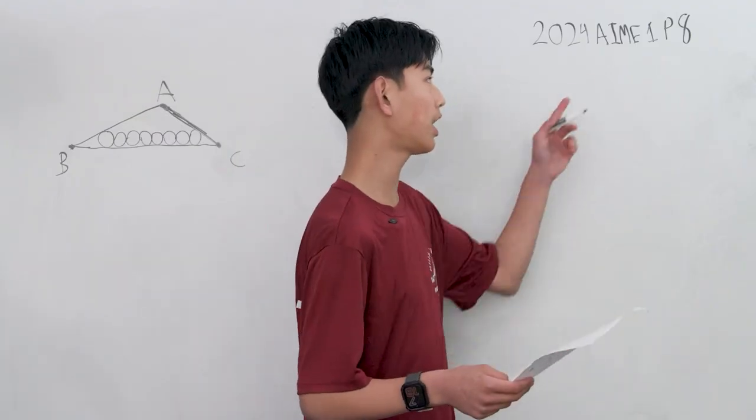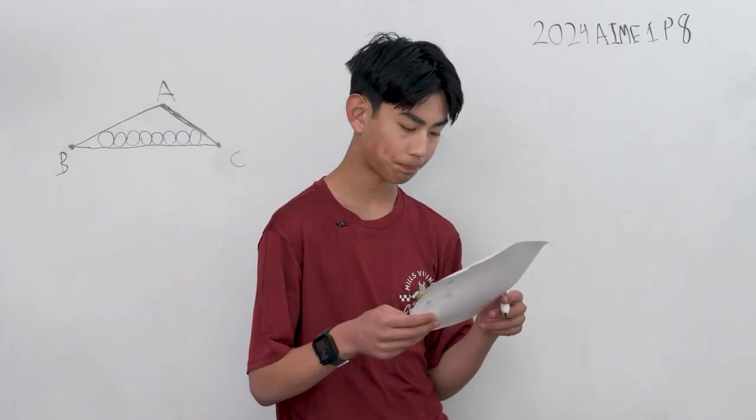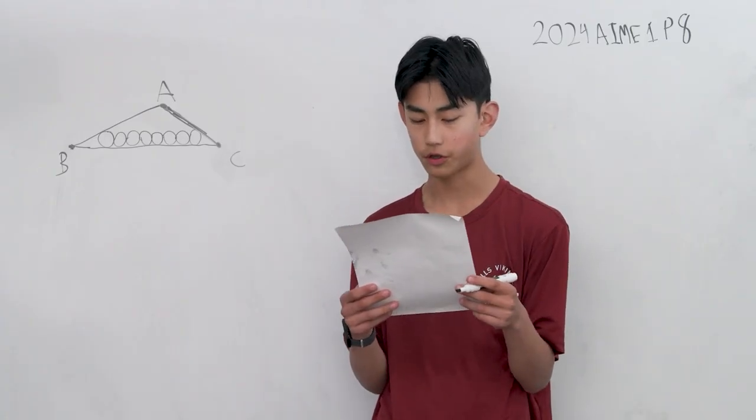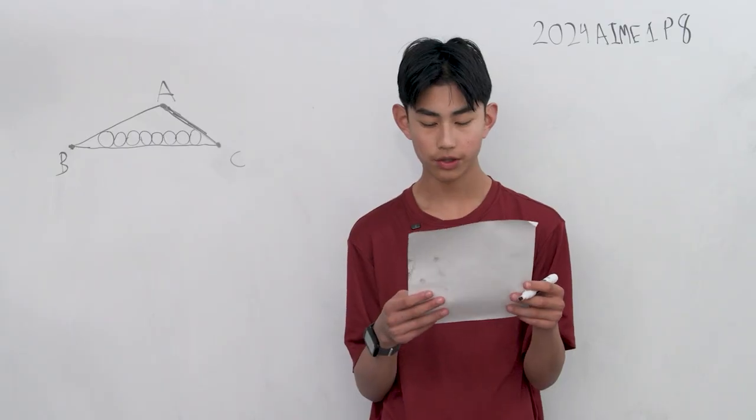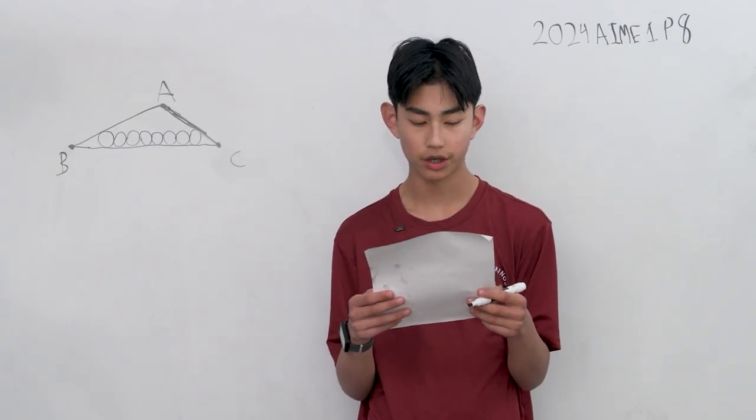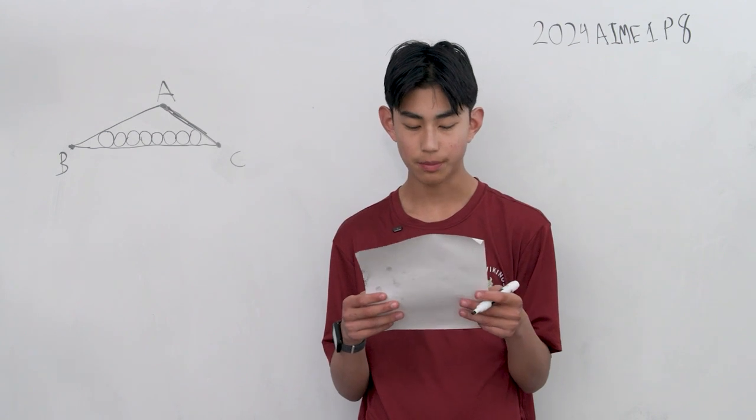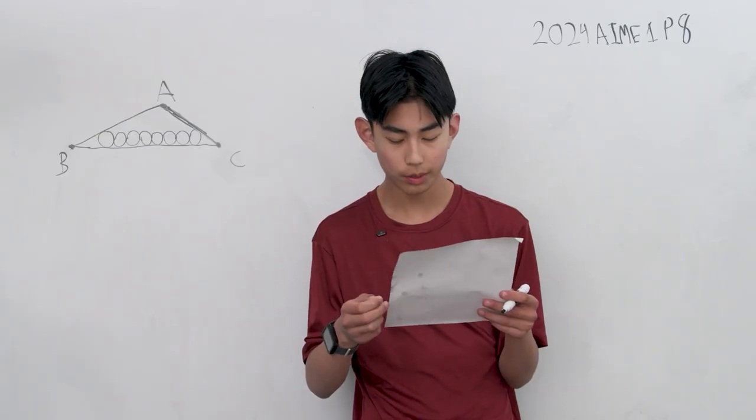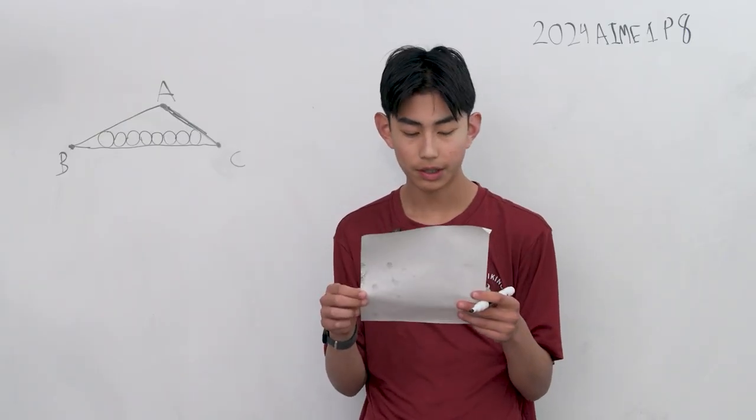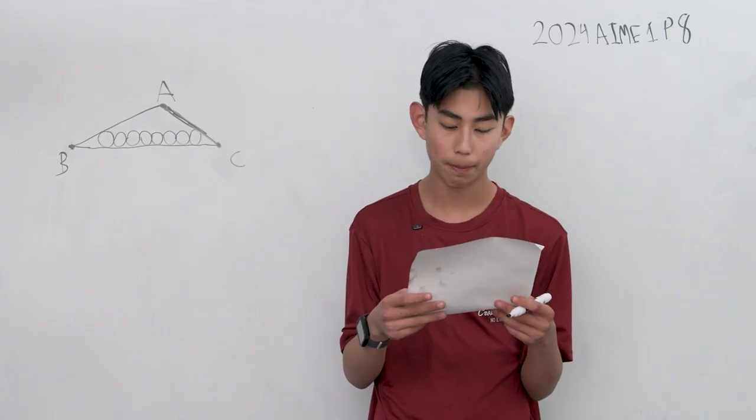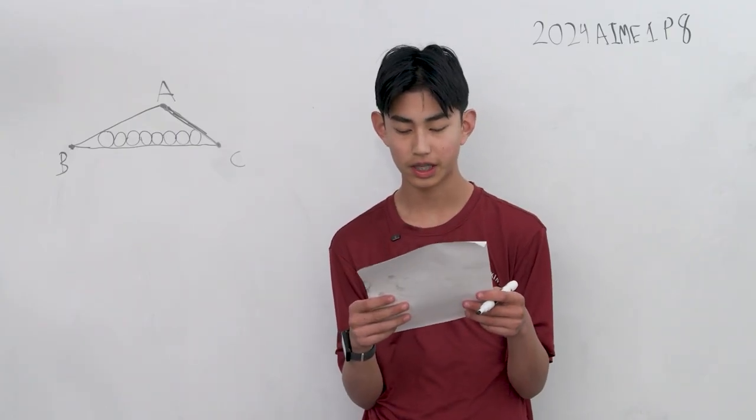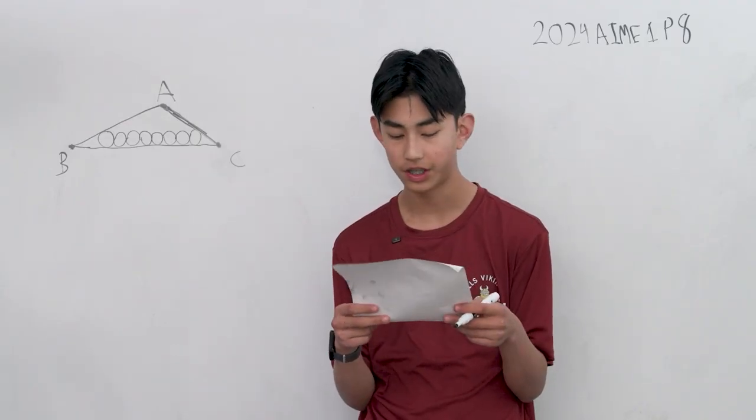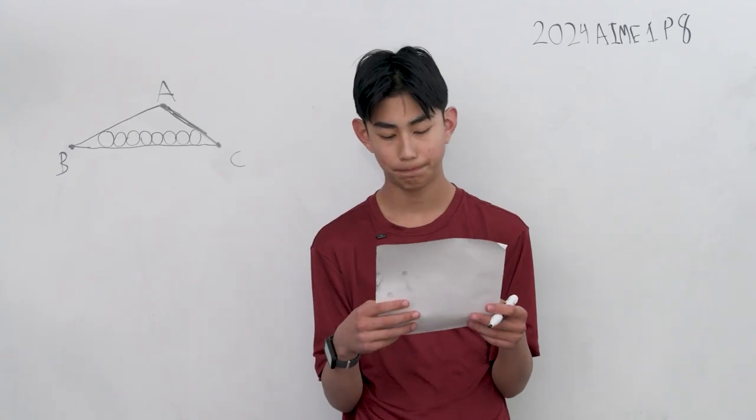We're solving problem 8 from the 2024 AIME 1. 8 circles of radius 34 can be placed tangent to BC of triangle ABC so that the circles are sequentially tangent to each other, with the first circle being tangent to AB and the last circle being tangent to AC, as shown. Similarly, 2024 circles of radius 1 can be placed tangent to BC in the same manner. The inradius of triangle ABC can be expressed as m over n, where m and n are relatively prime positive integers. Find m plus n.